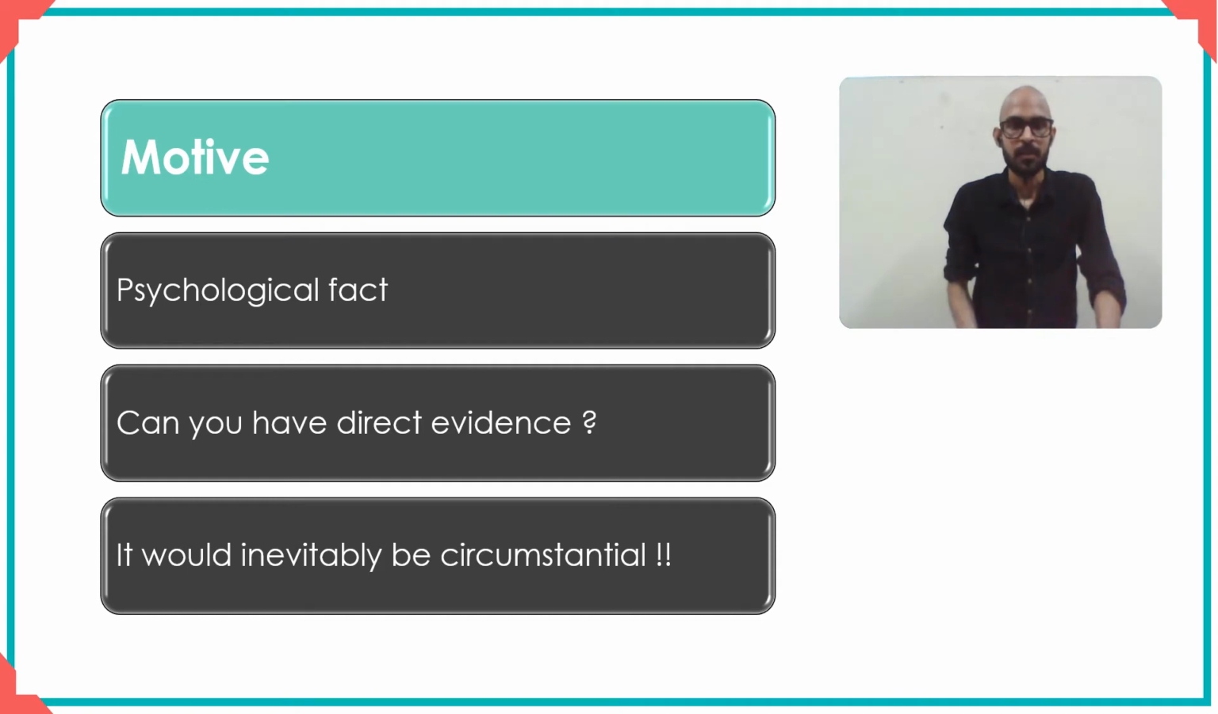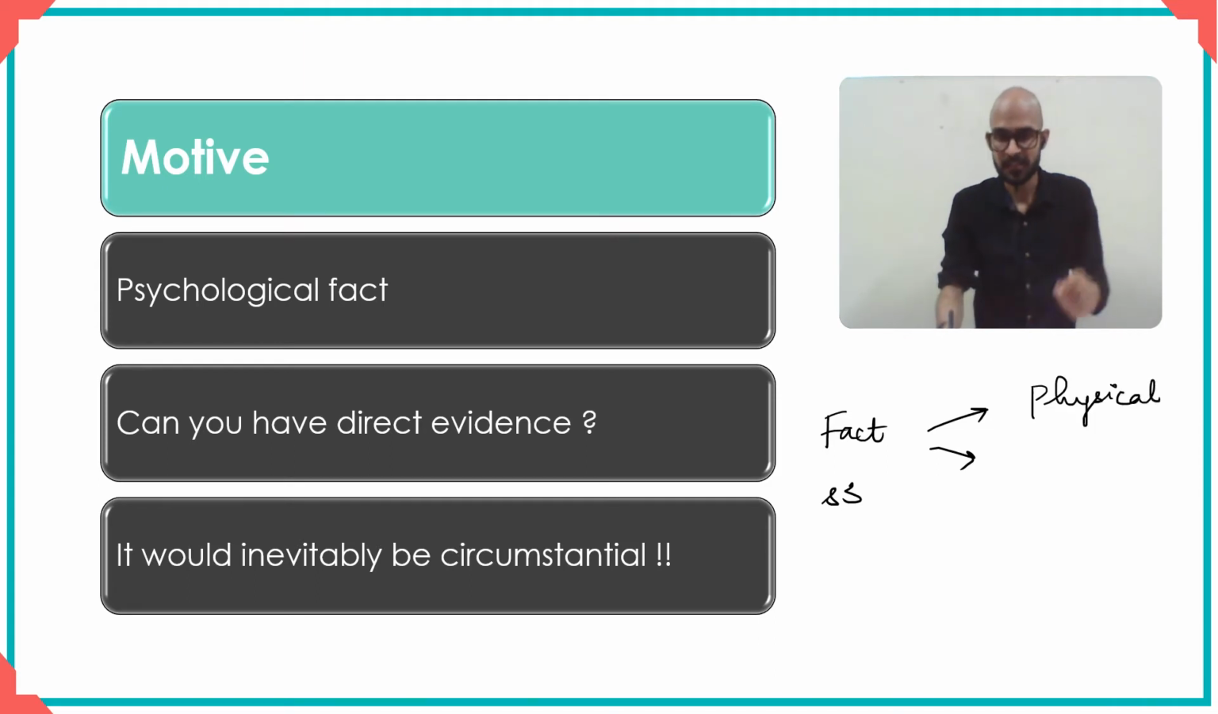You see, motive is a psychological fact. I hope you remember that fact, as defined in section 3, contemplates two kinds of fact, right? The first kind of facts are those which can be perceived by the senses, which are the physical facts. And the second is a state of mind, a mental condition, which we understand as the psychological facts. So motive is a psychological fact.